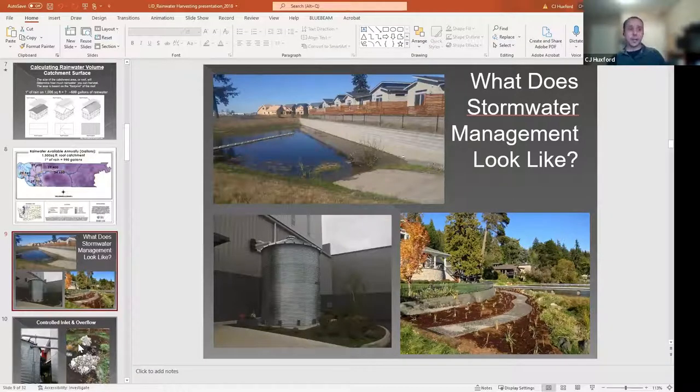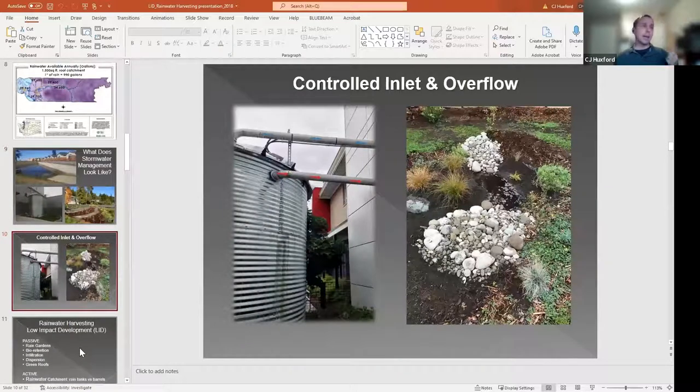And then, looking at it from a landscape approach, managing stormwater or runoff that would be coming from a road surface or a roof surface through landscape features, or approaches using aggregate materials and things like that in the soil. But any type of rain catchment system, any type of stormwater management system, is going to have several things in common. One of the most important is it's going to have a controlled inlet and a controlled overflow.